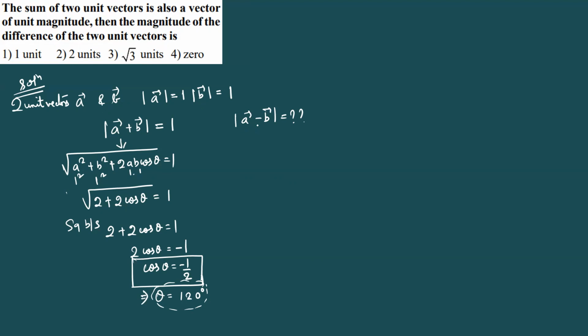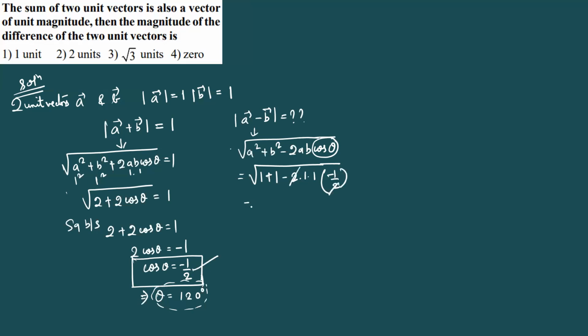Now, how do you find the magnitude of A vector minus B vector? We know A vector minus B vector is root of A square plus B square minus 2AB into cos theta, isn't it? So this is equal to root of A square. A is 1, B is also 1, 2 into 1 into 1 into cos theta. So here angle is not required. You can directly put the value of cos theta. Cos theta value is minus half. So 2 and 2 will cancel out. Minus of minus will become plus. So this is 1 plus 1 plus 1, and that is going to be root 3 units. This is the third option, root 3 units.